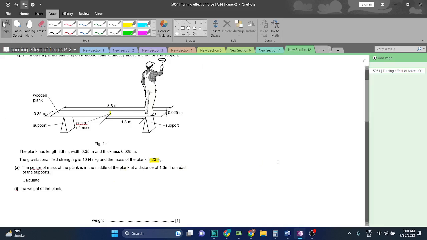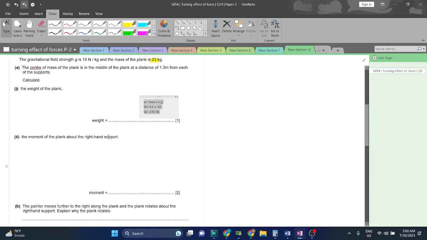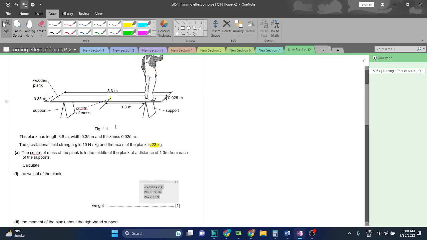Calculate the weight. Weight will be mass into g, which is gravitational field strength. W will be mass, we have 23, gravitational field strength is 10, which will give us weight 230 newtons. Very simple question. The moment of plank about the right hand support.